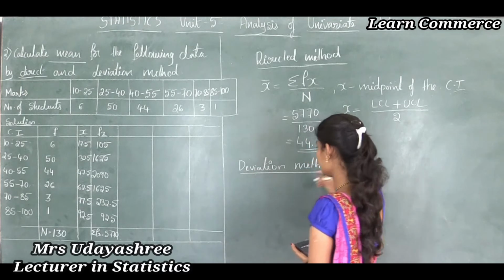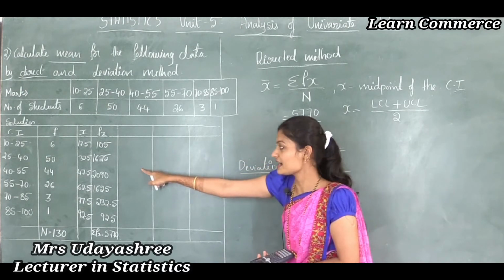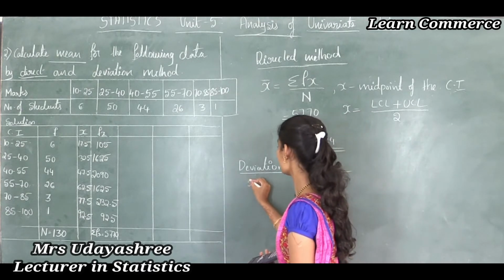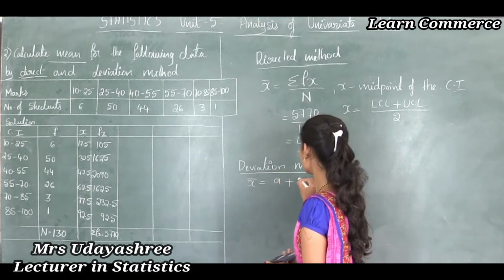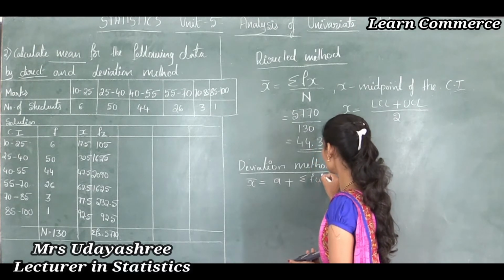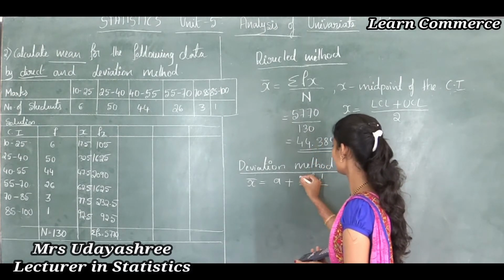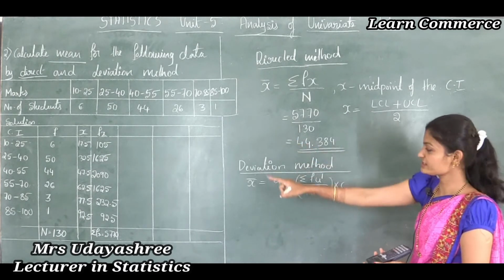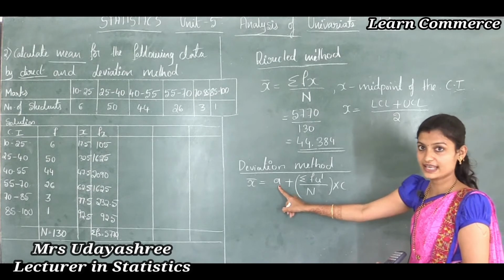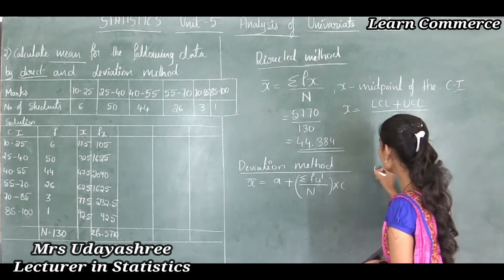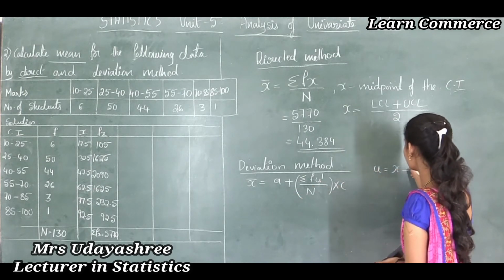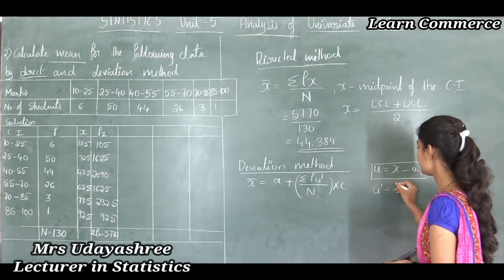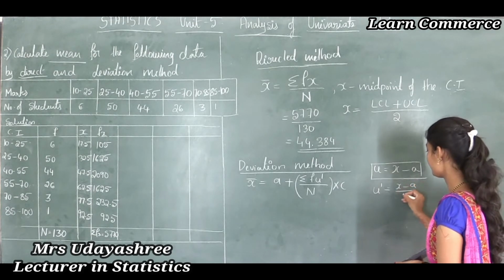So in deviation, in case of continuous data, to calculate mean, the deviation method formula is x bar is equal to a plus summation f into u dash divided by capital letter N into c. See here, f observations are given and a is the assumed mean. Here u is x minus a and u dash is x minus a divided by c.